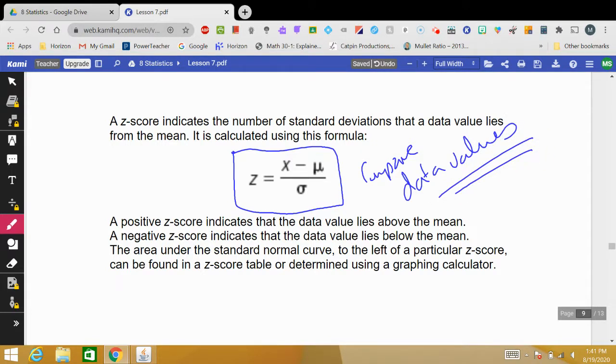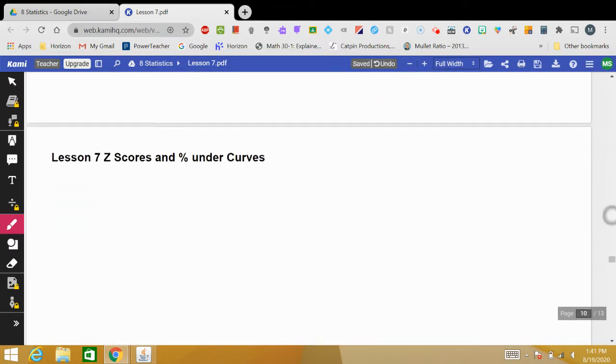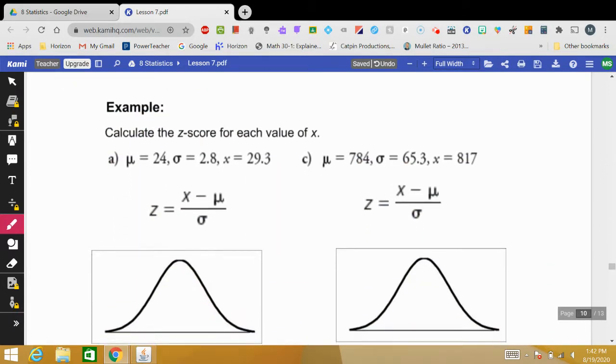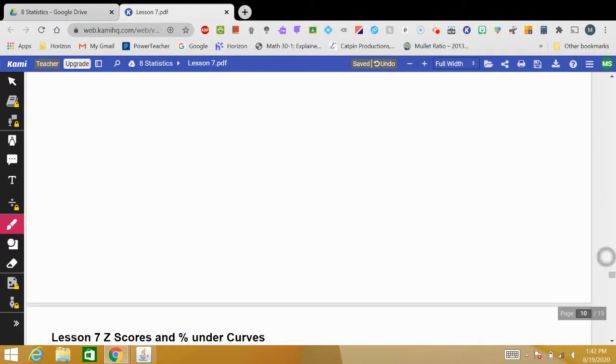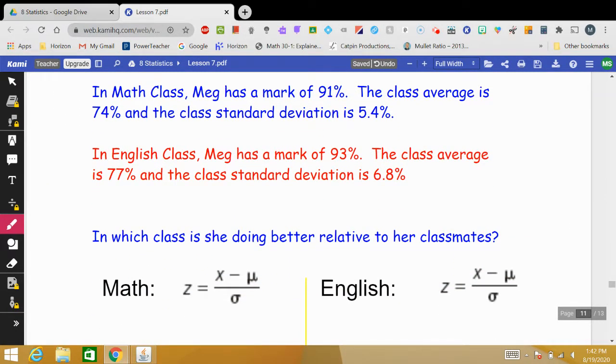Okay, so x is your data value. This is your mean. This is your standard deviation. Okay, if you end up with a positive z-score, that means you're above the mean. If you end up with a negative z-score, that means you're below the mean. Okay, so let's look at an example. This should start making sense here once you see an example. So I'm just going to skip this one. I will come back to it here. I just want to do an actual example with you that might kind of solidify this in your head.